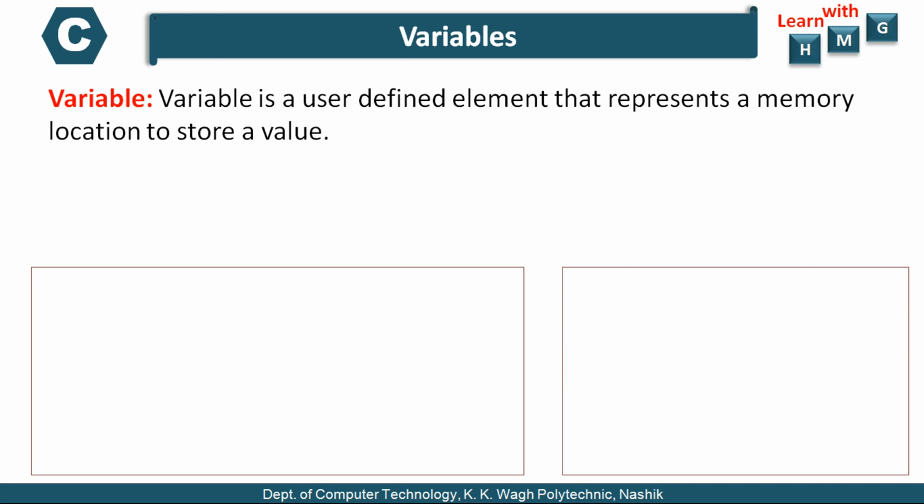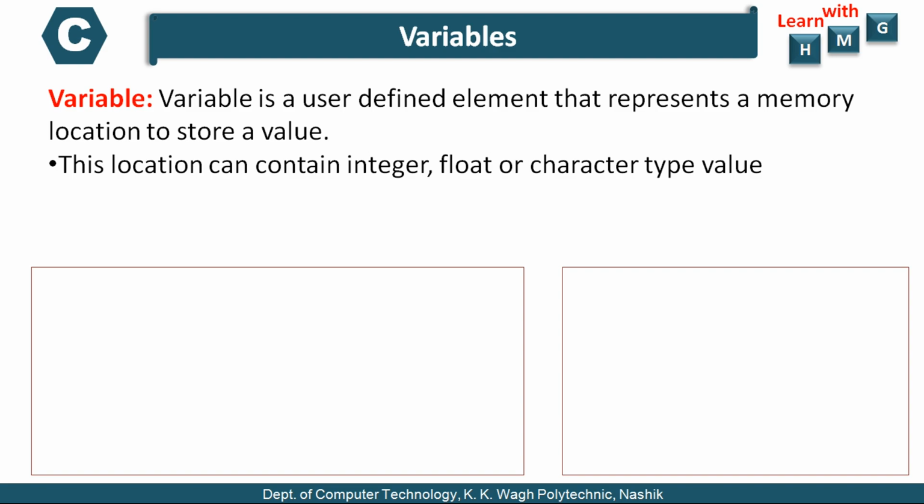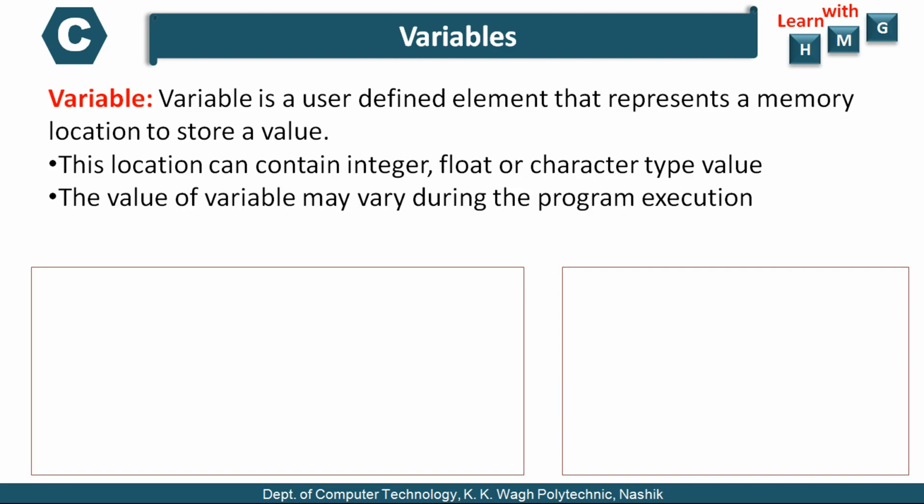So whenever you are storing a value in the memory, every memory location has a certain address, and it is named with a certain entity that is called a variable. So a variable represents the memory location of a value in the memory. This location can contain an integer, float or character type of value. Any type of value can be stored at the memory location, that is in the variable. The value of a variable may vary during the program execution.